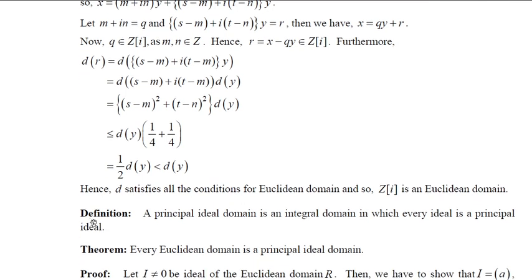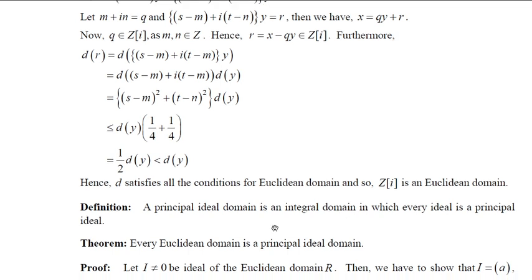Now we had given a definition. An integral domain is called a principal ideal domain provided all ideals of this integral domain are principal ideals. So we knew that Z is an integral domain and all the ideals of Z are principal ideals. Therefore, Z is a principal ideal domain.